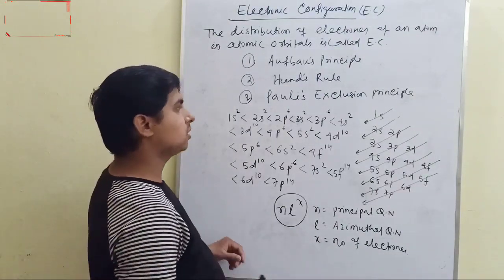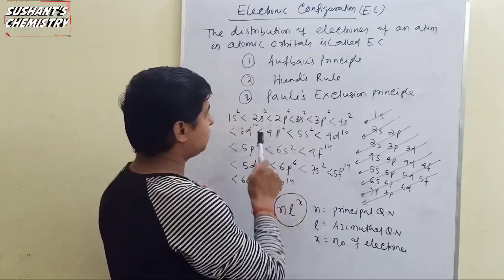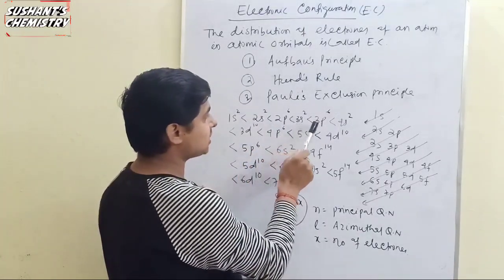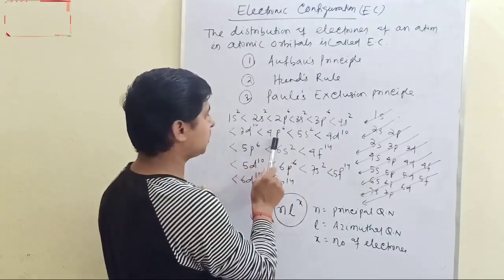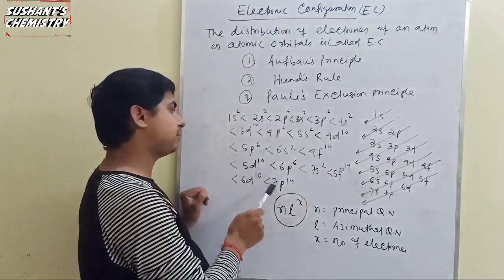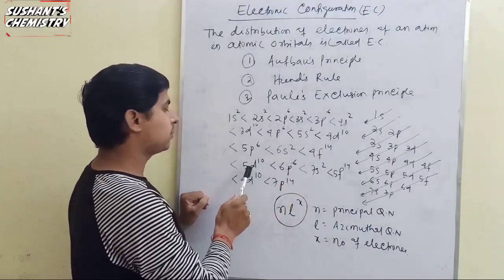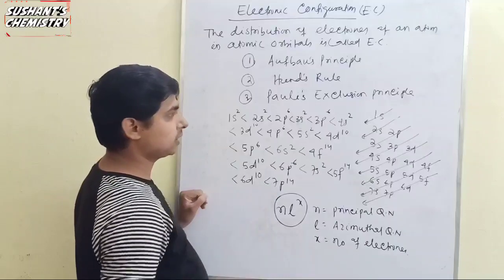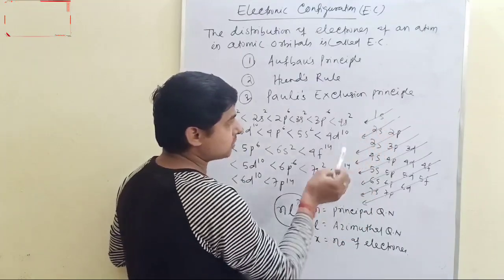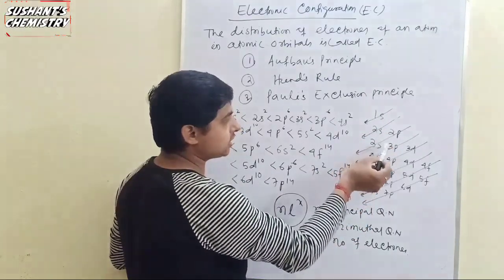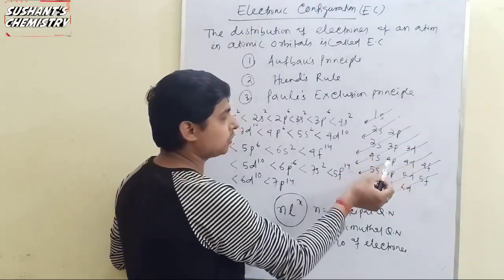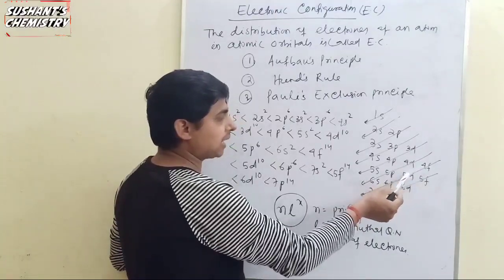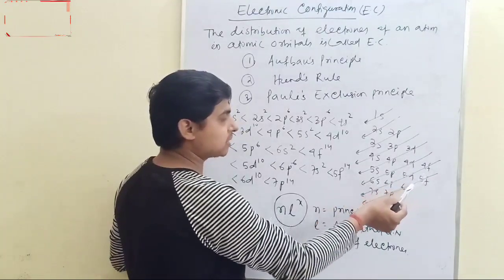According to the Aufbau principle, the energy order of the subshells is in the manner 1s, 2s, 2p, 3s, 3p, 4s, 3d, 4p, 5s, 4d, 5p, 6s, 4f, 5d, 6p, 7s, 5f, 6d, 7p. That means first the 1s subshell fills, then 2s, then 2p and 3s, then 3p, 4s, then 3d, 4p, 5s, then 4d, 5p, 6s, then 4f, 5d, 6p, 7s, then 5f, 6d, 7p.